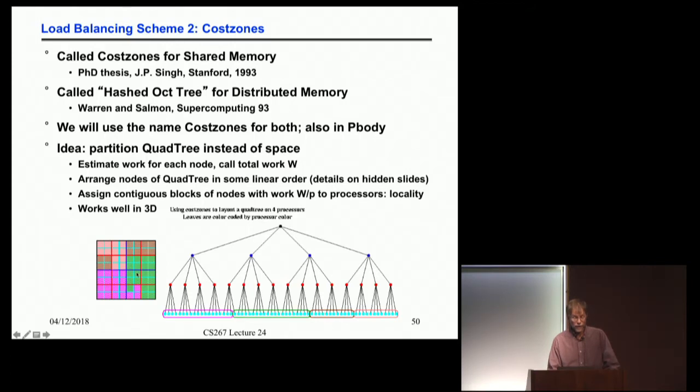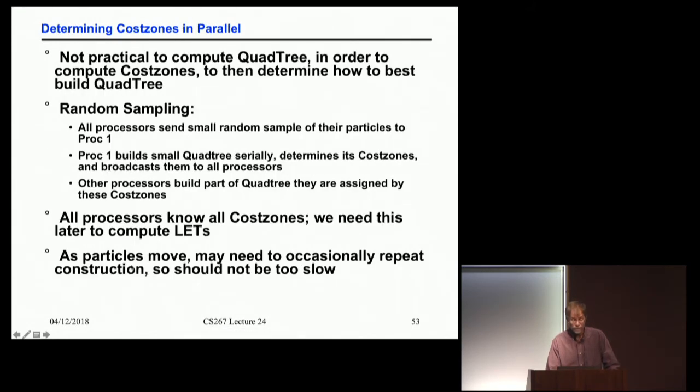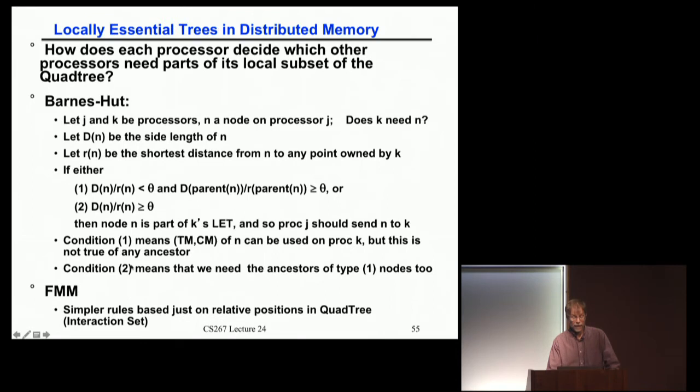So if this node is the node that processor J owns, and this is processor K, the green one, it knows how far apart they are. Let me go back here. So how do I decide whether to do it?